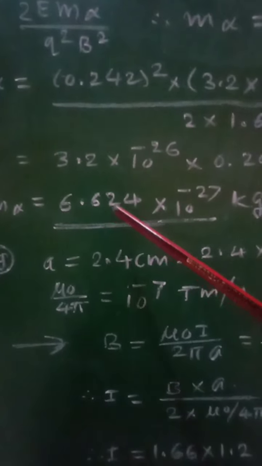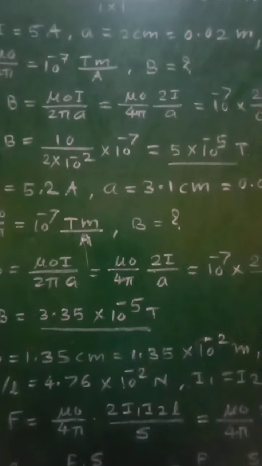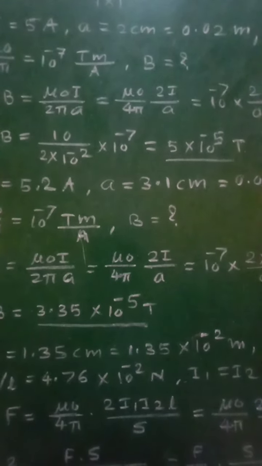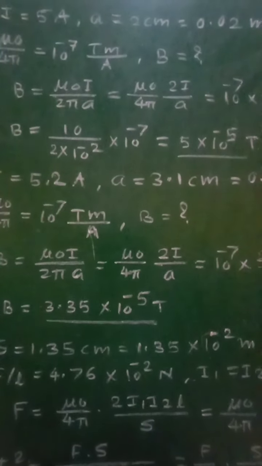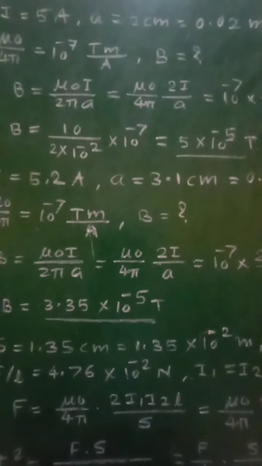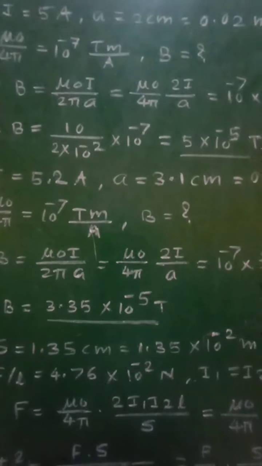Then we will go for numerical number 7, which is stated as: a very long straight wire carries a current 5.2 ampere. What is the magnitude of magnetic field at a distance 3.1 centimeter from the wire if mu 0 equal to 4 pi into 10 raised to minus 7 Tesla meter per ampere?